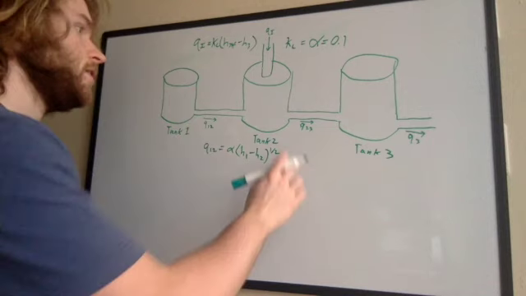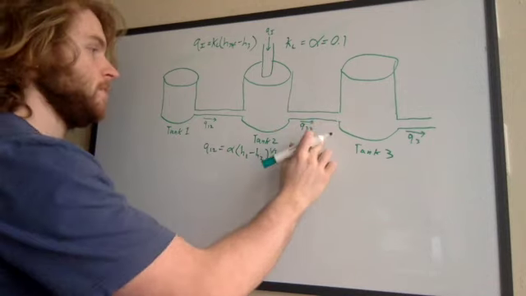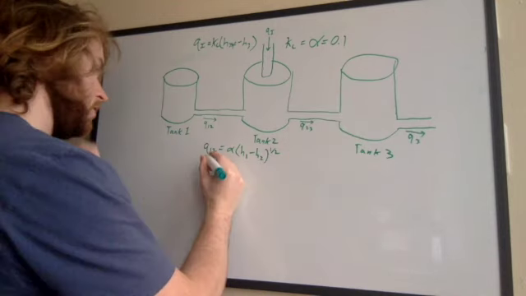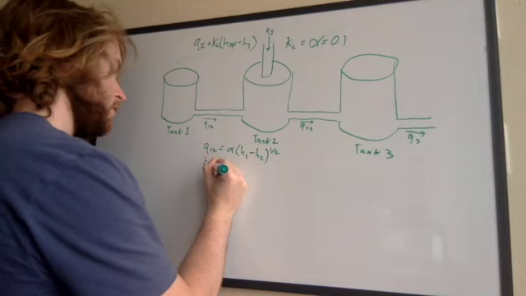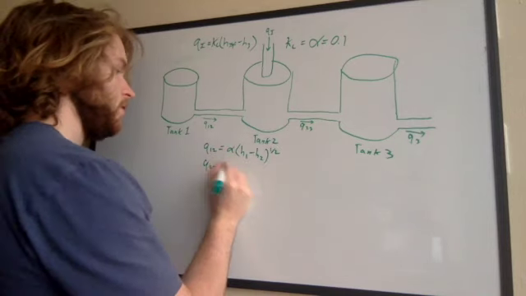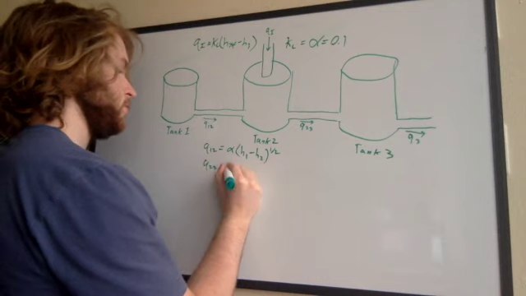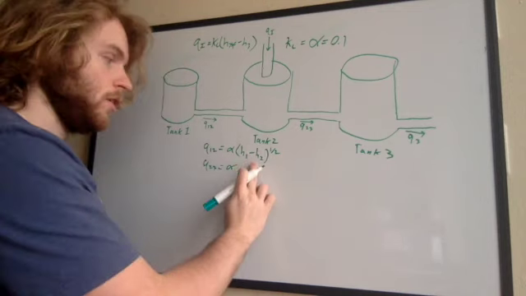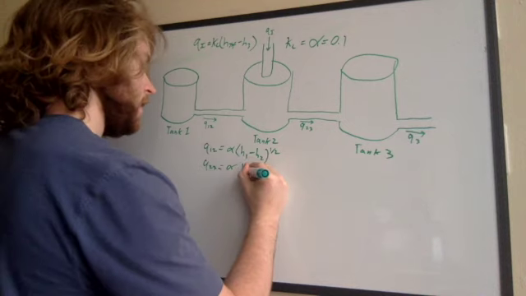And over here, it's pretty much going to be the same thing, except that it is going to be going from 2 to 3. So Q23 is going to represent our flow from 2 into 3. That is also going to be equal to our proportionality constant. Instead of H1 minus H2 over here, it is going to be H2 minus H3.